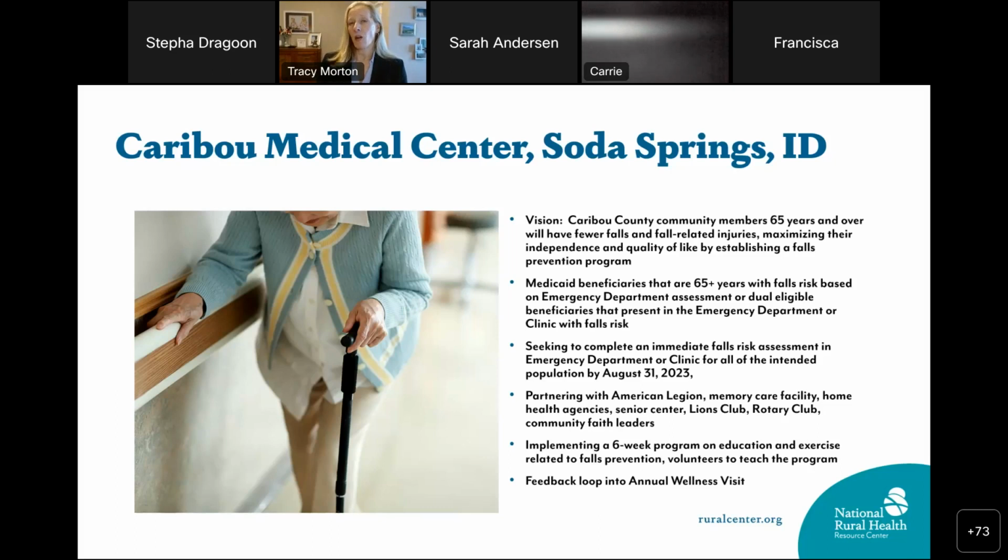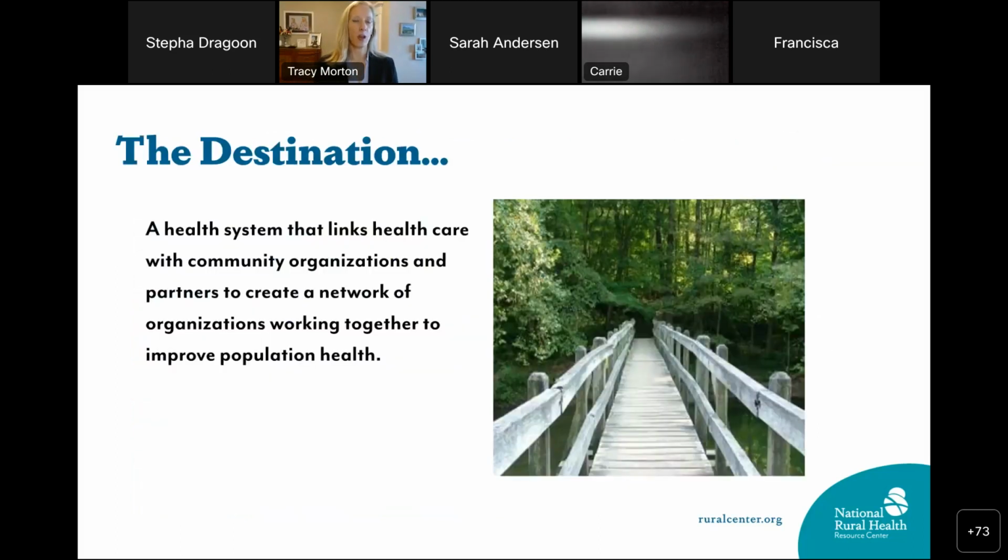Related to them being in an accountable care organization, they're also looping back in the opportunities when they identify individuals that are at risk for a fall to participating in the annual wellness visit, which is a billable service through Medicare. So they're taking together a population health project and then interweaving it into some of their value-based work.